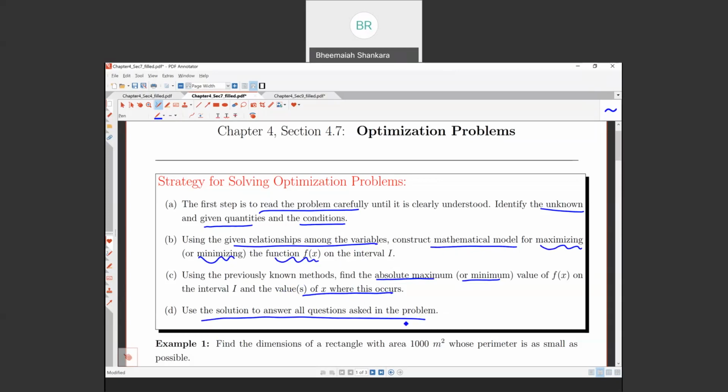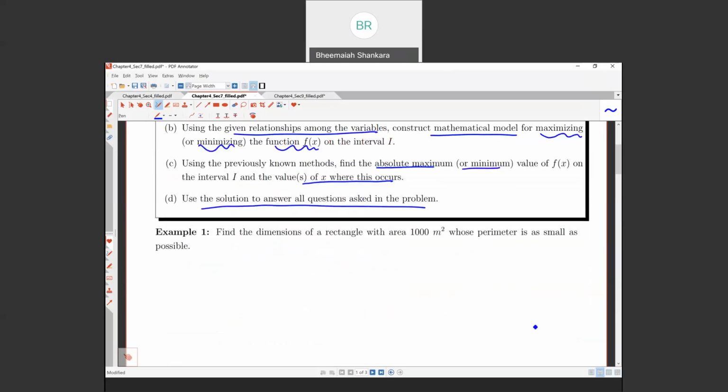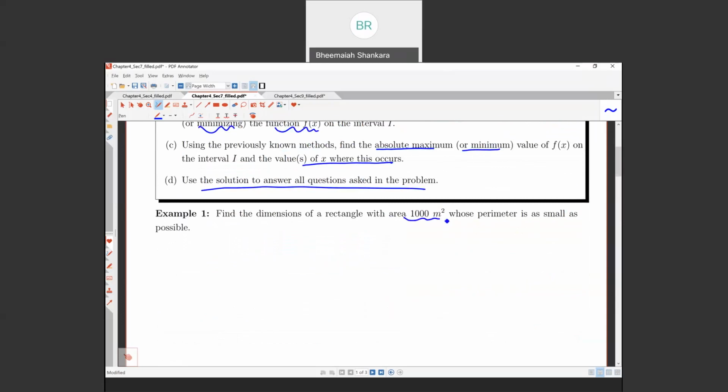So here are a few examples. Let's do the first one. Find the dimensions of a rectangle with area 1000 meters square whose perimeter is as small as possible. So area is given for you. Area is 1000 meters square and perimeter is as small as possible. So you're minimizing the perimeter.